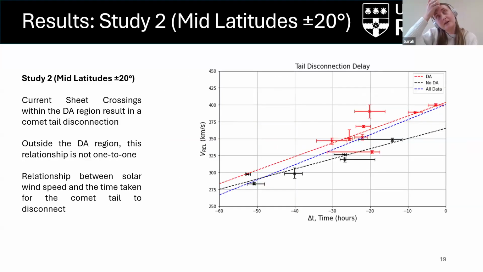Another thing we found from the statistical study was that there seemed to be a time delay between when the comet was crossing the current sheet and the onset of the disconnection event in the tail. And this was correlated fairly well with the solar wind speed at the comet. So we found that the higher the solar wind speed, the quicker the disconnection event occurs, which raises a really exciting possibility that we could use these comets for identifying the solar wind speed at certain points in the solar system where we currently can't do that with spacecraft.